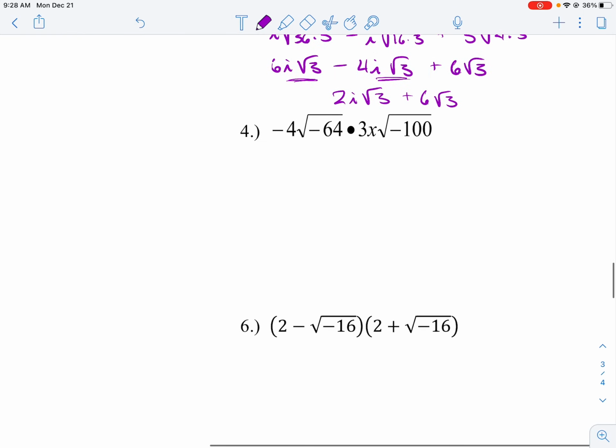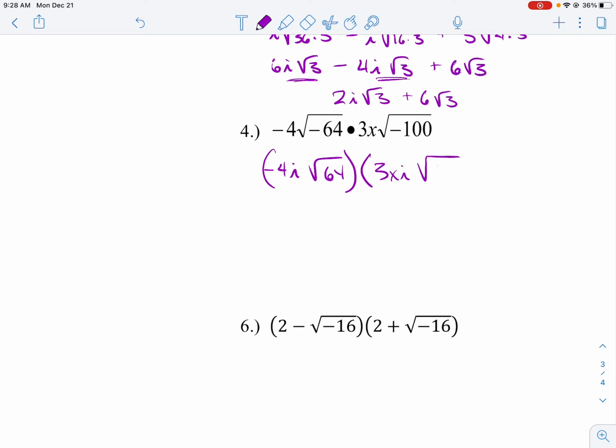Let's take a look at number 4. I see a negative, bring it out. So 64 times, see a negative, bring it out, bring out that i. Okay, so now, looking a little more familiar with what we've seen. So we get negative 4i, square root of 64 is 8. We get 3xi, square root of 100 is 10. Multiply all this out. So we get negative 4 times 8 times 3 times 10. We get a negative 960.